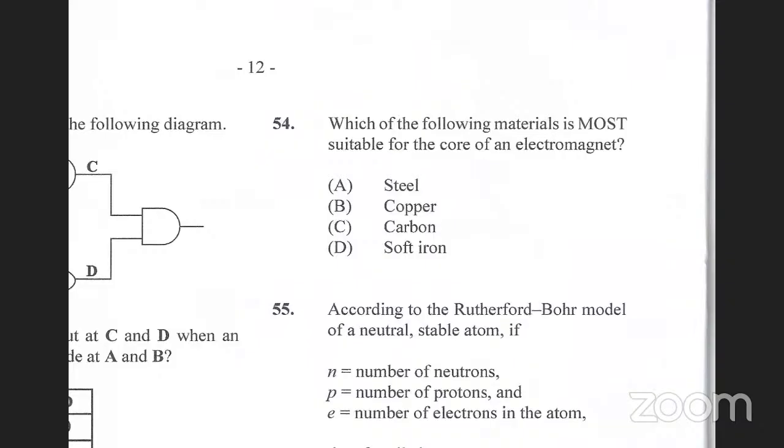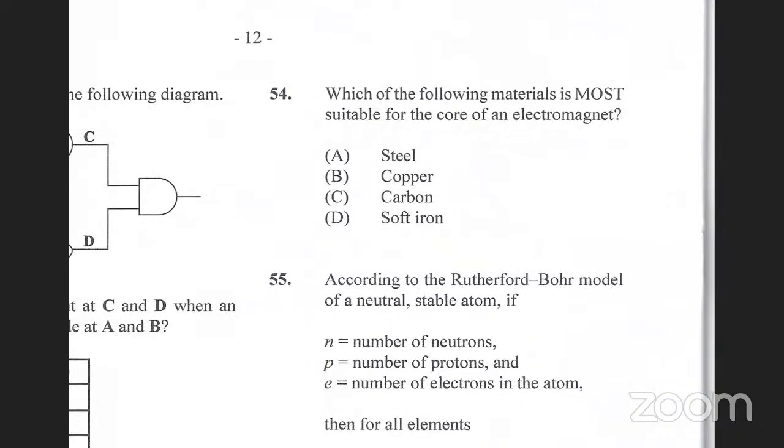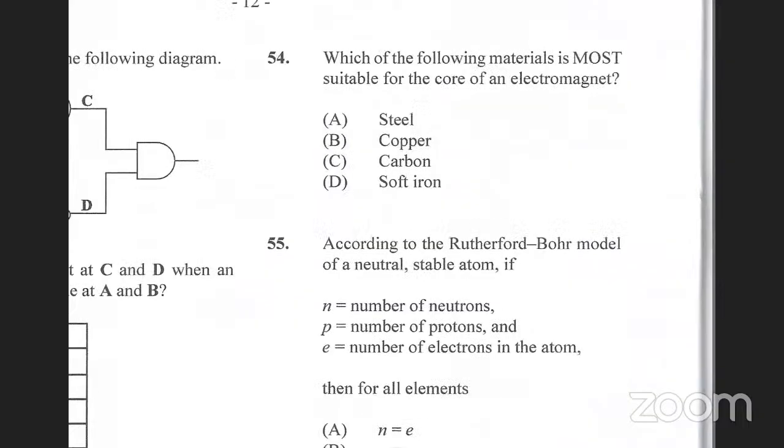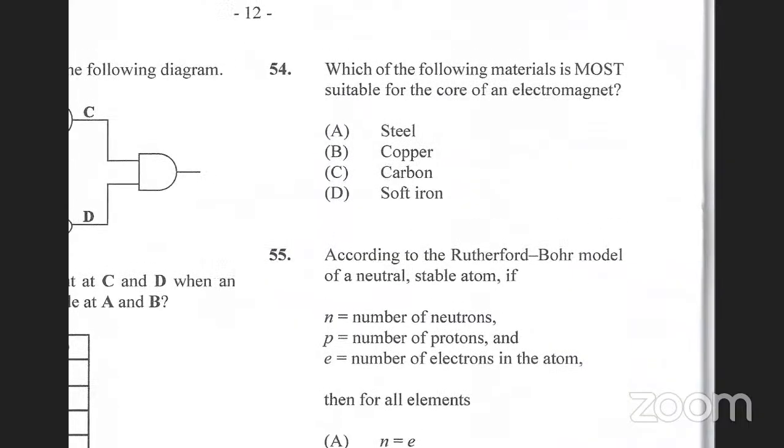Which of the following materials is most suitable for the core? Soft iron, right? That's D. 54 is D. That's this one here. Soft iron core is the best for an electromagnet.